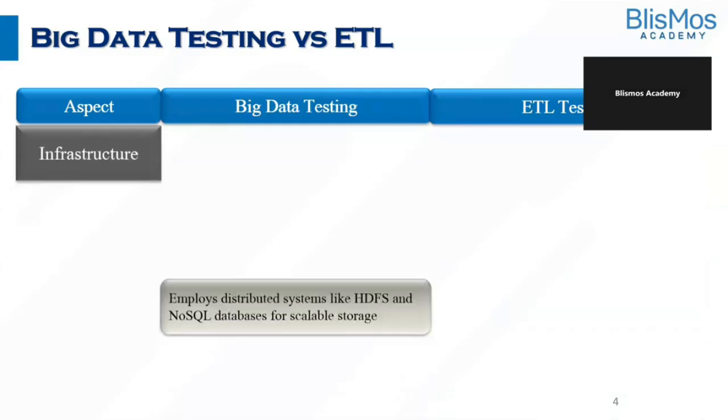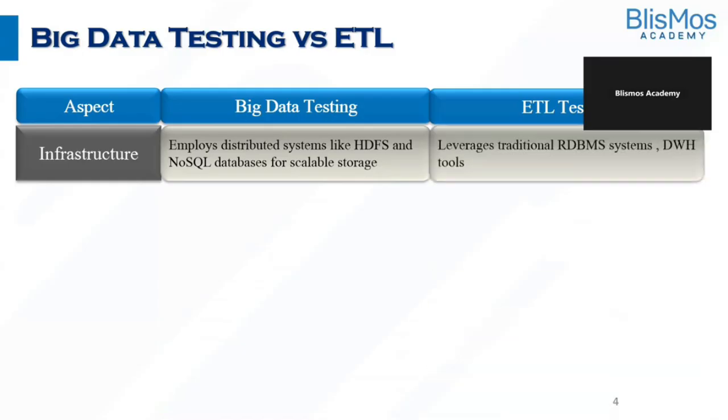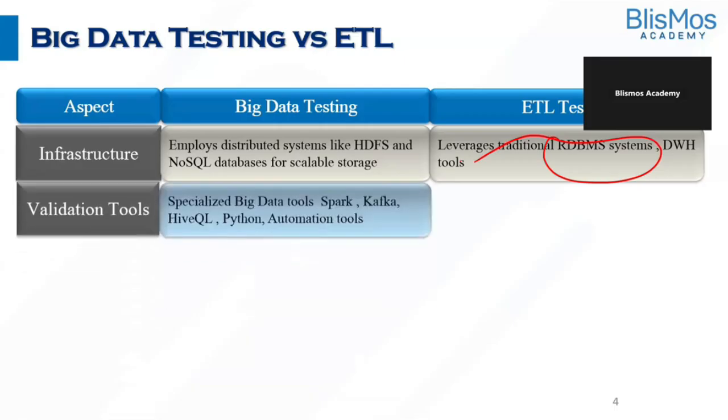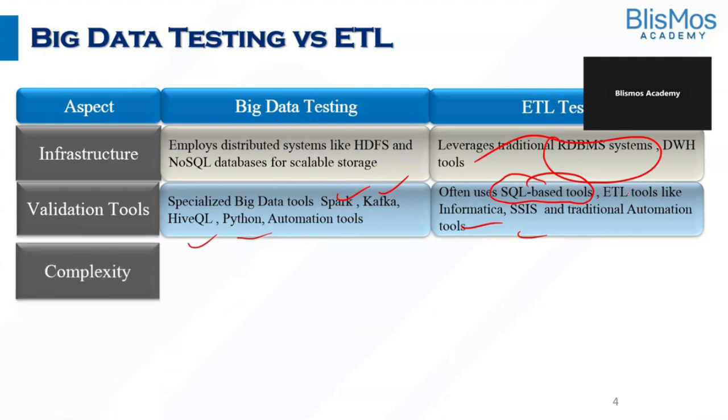In terms of infrastructure, we have different tools in big data like HDFS, MongoDB, Spark. So all the systems involved in storing and processing big data, we need to test as part of big data testing. In the case of a data warehouse, it will be RDBMS systems and any data warehouse. For validation tools, we may use Spark, Kafka, HiveQL, Python, and automation tools. On the other hand, in a data warehouse, it will be mostly SQL-based tools, like Informatica, SSIS, and traditional automation tools.